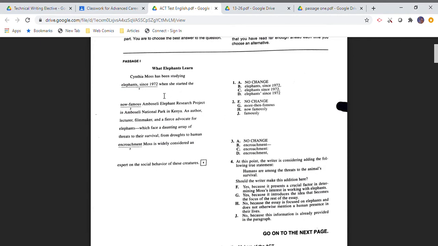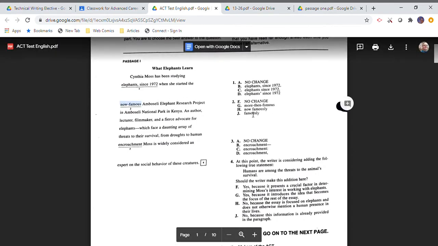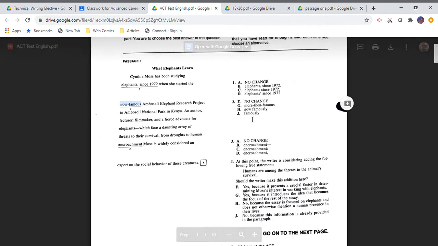When she started now, if you don't know, a good thing to do is sort of in your head, get rid of this phrase and replace it with these other phrases and see which one works best. So, when she started the now famous Amboseli Elephant Research Project. When she started the more than famous Amboseli Research Project. Is it even possible to be more than famous? You're either famous or not famous. More than famous doesn't make sense.